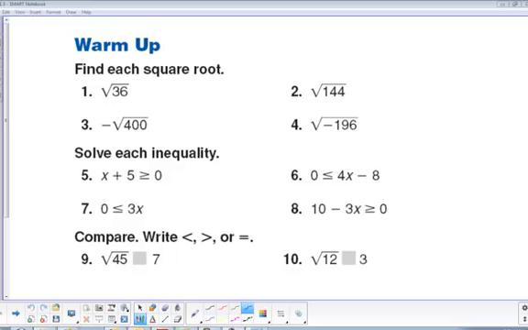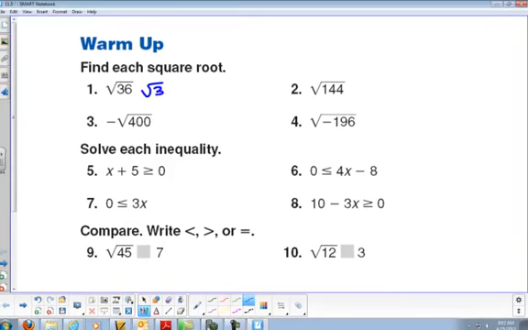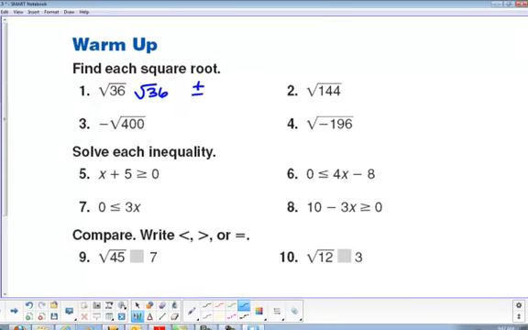Alright, we're going to do a quick review warm-up just to make sure you remember square roots. We're going to be working with the square root function today. So the square root of 36 is positive or negative 6, because positive 6 times positive 6 gives you 36, and negative 6 times negative 6 gives you 36. So 144 would be positive or negative 12.